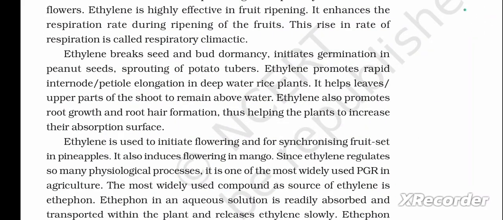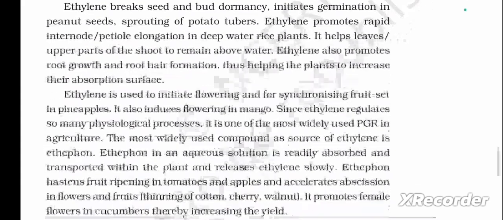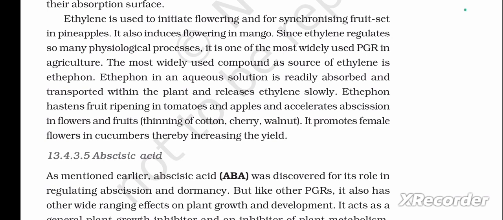Ethylene breaks seed and bud dormancy, initiates germination in peanut seeds, sprouting of potato tubers. Ethylene promotes rapid internode or petiole elongation in deep water rice plants. It helps leaves or upper parts of the shoot to remain above water. Ethylene also promotes root growth and root hair formation, thus helping the plants to increase their absorption surface. Ethylene is used to initiate flowering and for synchronizing fruit set in pineapples. It also induces flowering in mango.